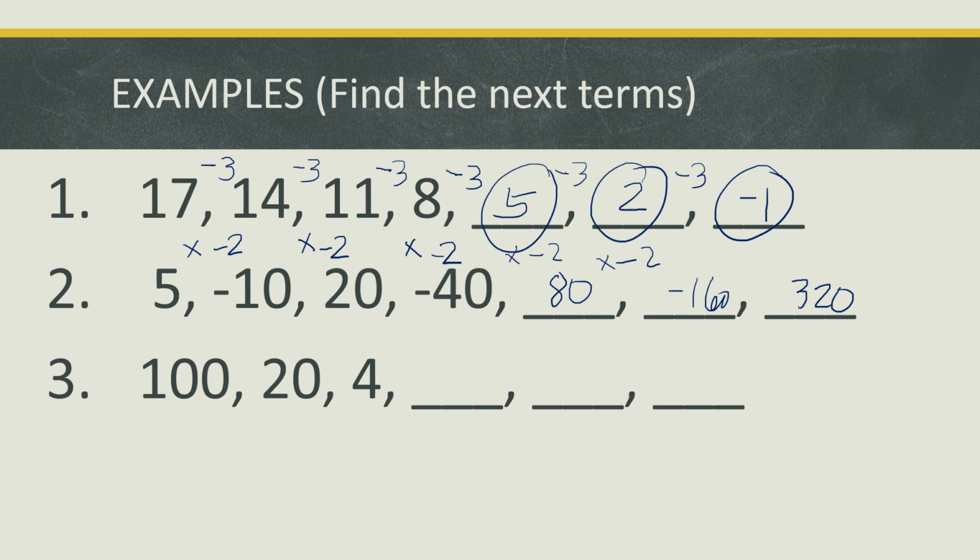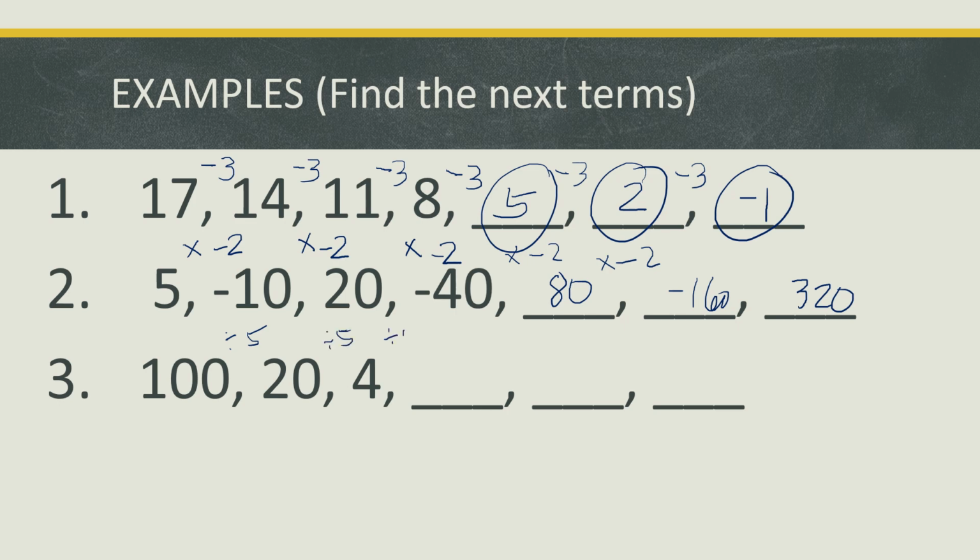Let us try the example number 3. We have here 100, followed by 20 and 4, and what are the next 3 terms? So for us to get the next terms, find the pattern. So observe kung ano yung pattern natin, by 100 naging 20. The pattern can be adding, subtracting, multiplying, or dividing. In this case, we are dividing by 5. So 100 divided by 5 is 20. Then 20 divided by 5 is 4.